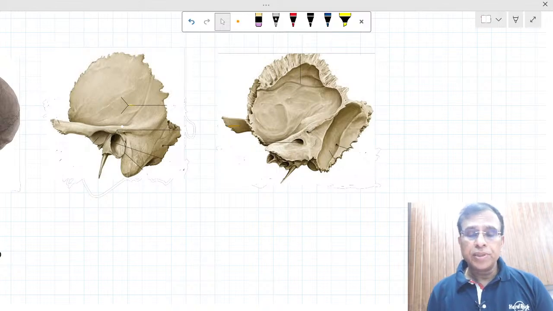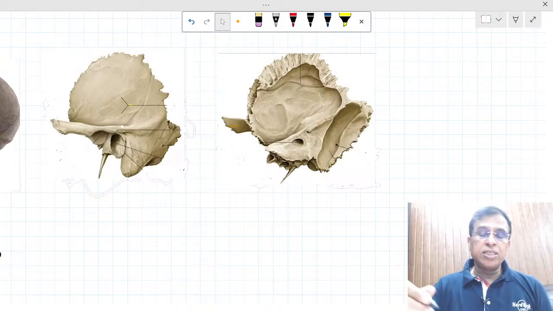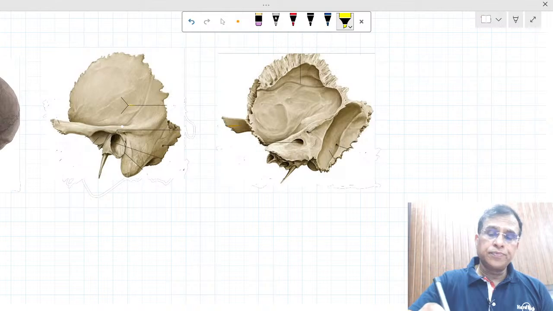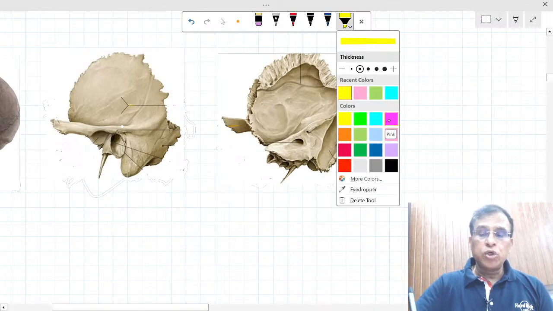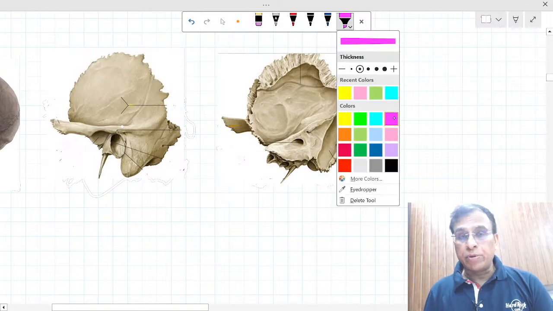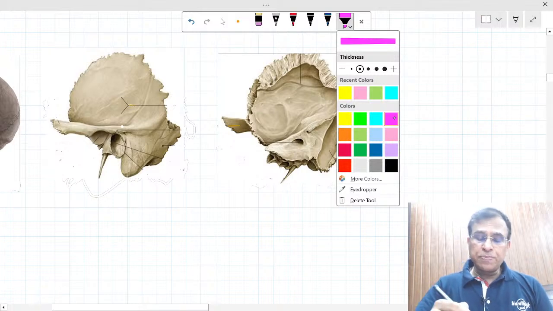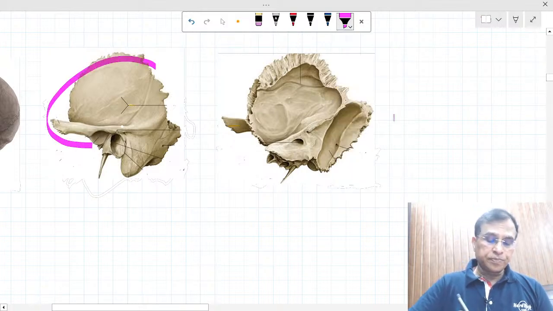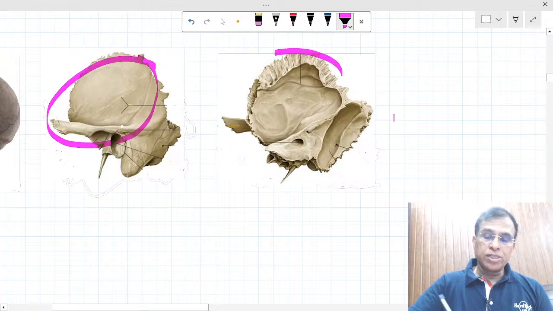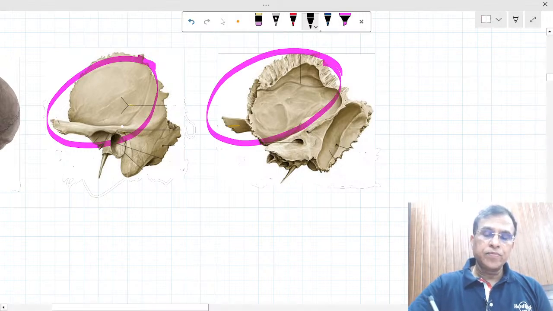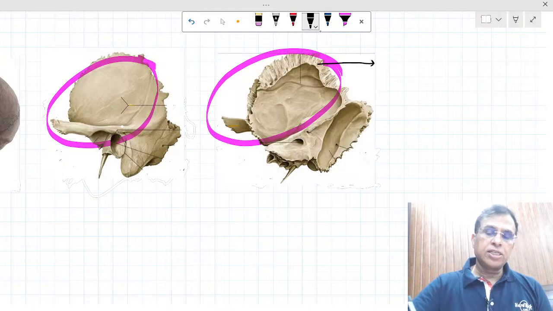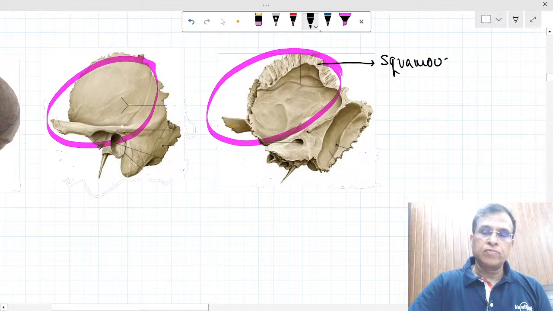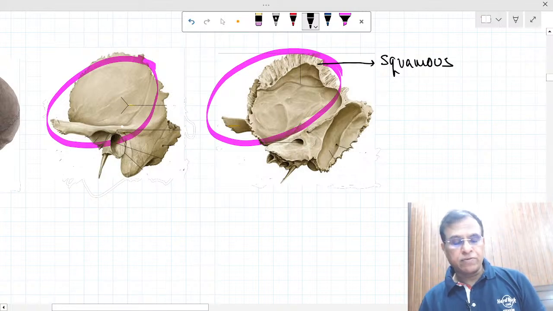But do you know this temporal bone is made up of 4 bones? And that's an MCQ. Which are these 4 bones that make the temporal bone? The largest part of the temporal bone is this bone. Any idea what bone this is? This is the squamous bone. Squamous is the biggest part of the temporal bone.